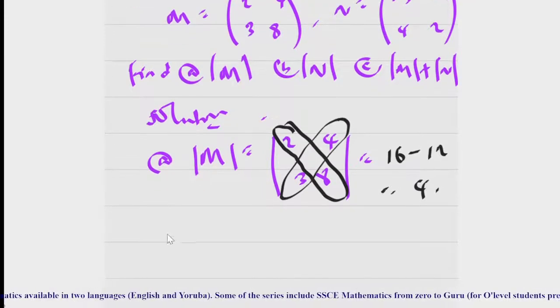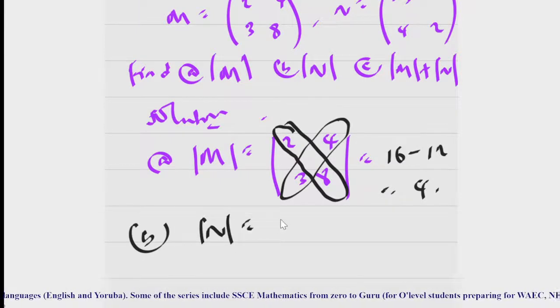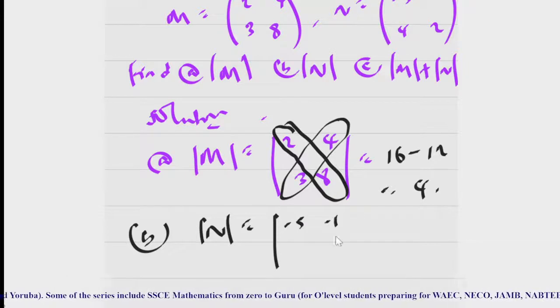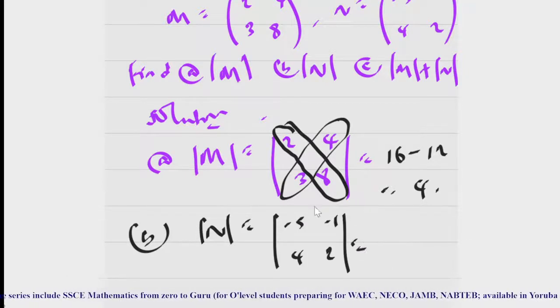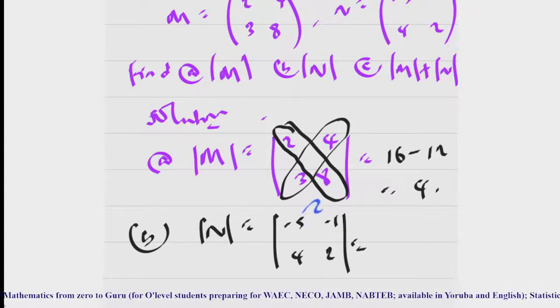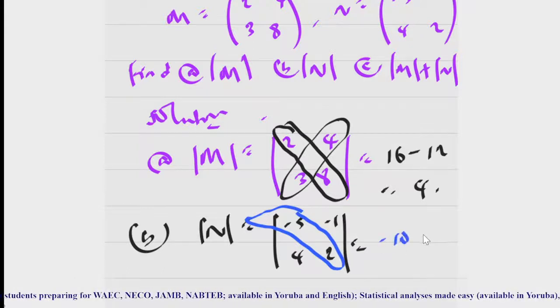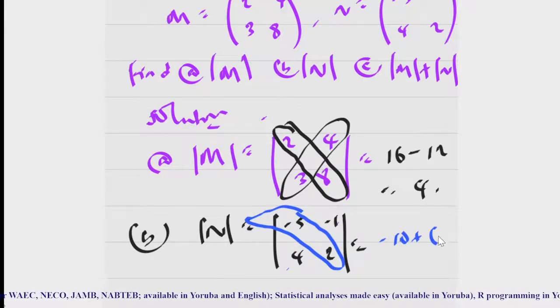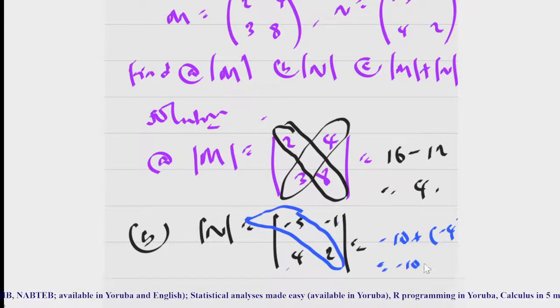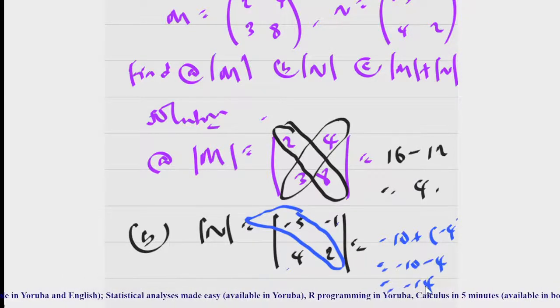Likewise, the second question, the determinant of N, then I'm going to have -5, -1, 4, 2. So you multiply the elements along the leading diagonal. That's -5 times 2, that is -10. Then minus, -1 times 4, that is -4. No, I made a mistake. So it will be -10 minus, don't forget, minus a minus, this will be plus, and this will now be -6.